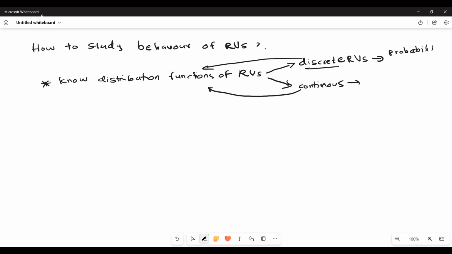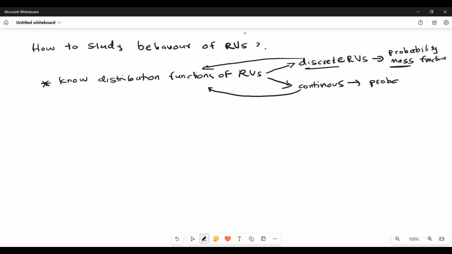Using this probability mass function, you can find the probability of the discrete random variable values. So under discrete random variables, we have the probability mass function, which is used to find the probability of a certain discrete event happening. And then we can consider the continuous case.